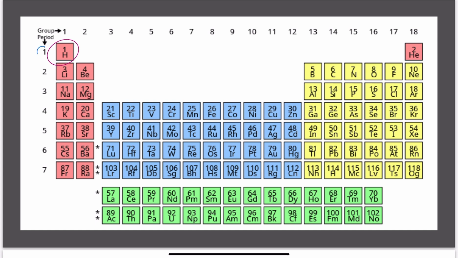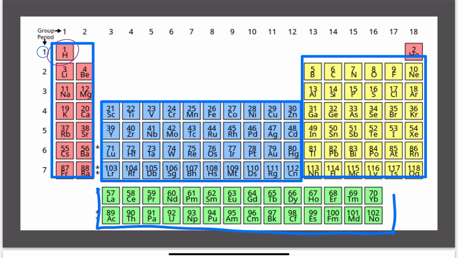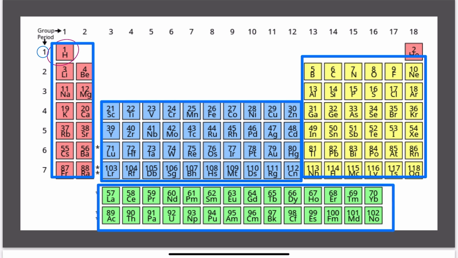We are in the n equals 1 energy level, and we're in the s block because we have memorized s block, p block, d block, f block. Again, s block, p block, d block, and f block. Okay. So we have memorized where we are at here. We've got the block we're in. We know where we're at.